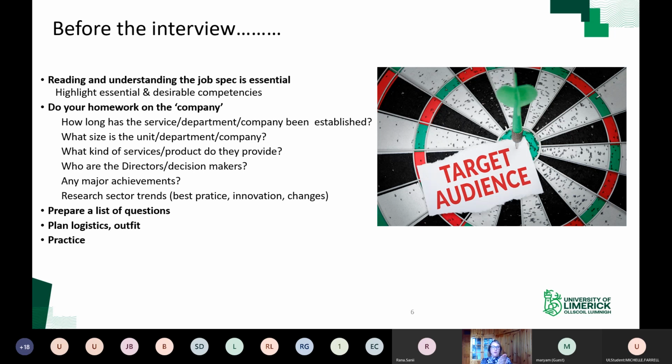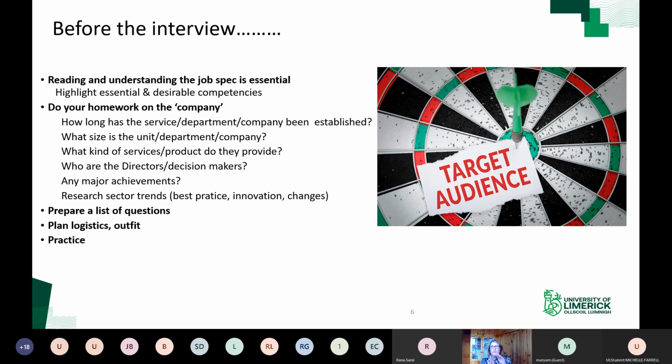And what I would recommend to you is that you literally get your page with all of those essential and desirable criteria and start to think about how you meet all of the criteria that the organization is looking for.